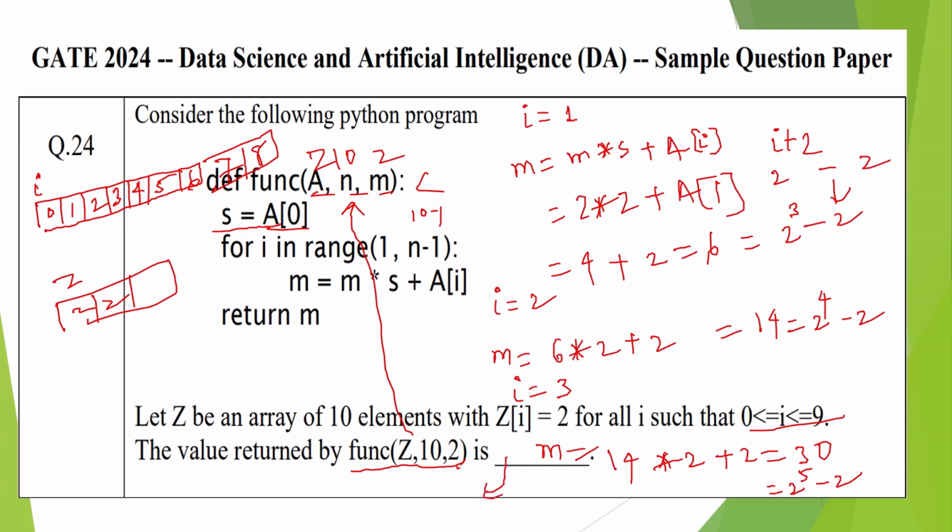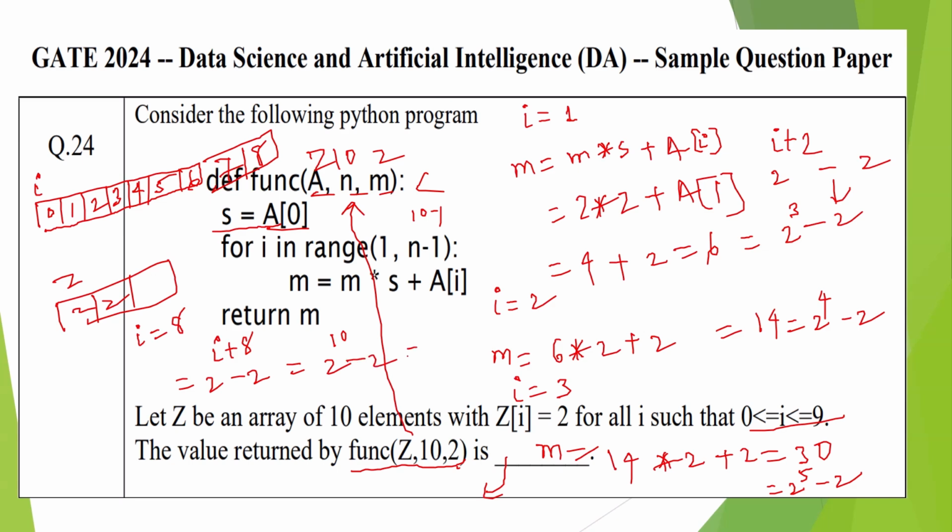So for the output of this program, we know the loop will run up to 8 times. So I is equal to 8. We have to calculate what is the output of this program when the value of I is equal to 8. So for that, 2 to the power I plus 2 minus 2, with I equal to 8, means 8 plus 2, so 10.